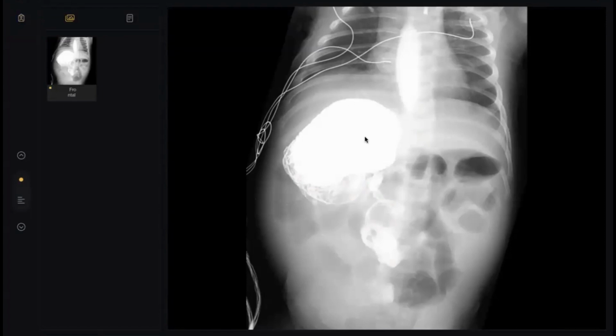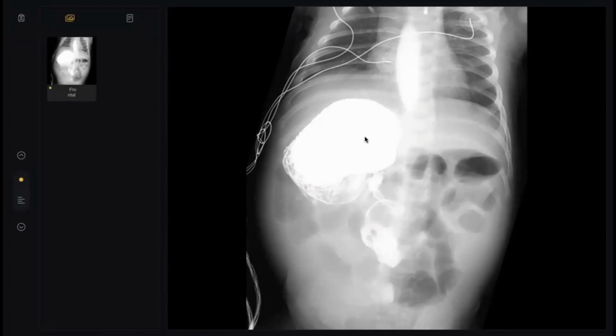Neonate presented with irritability and abdominal distension. This is the upper GI contrast study in which I can appreciate that the contrast is seen opacifying the esophagus as well as the stomach. However, the stomach is rotated and located in the right hypochondrium.